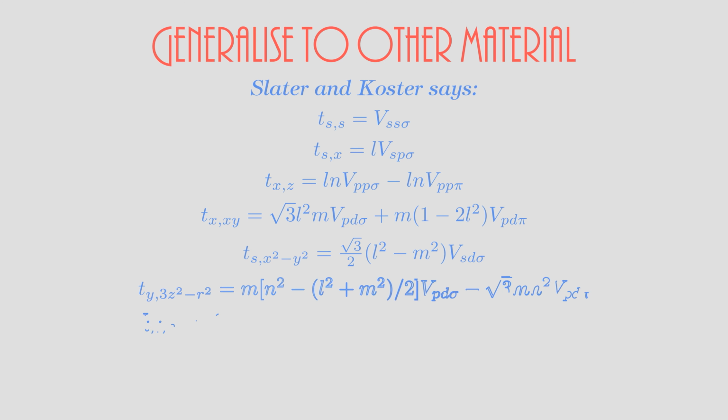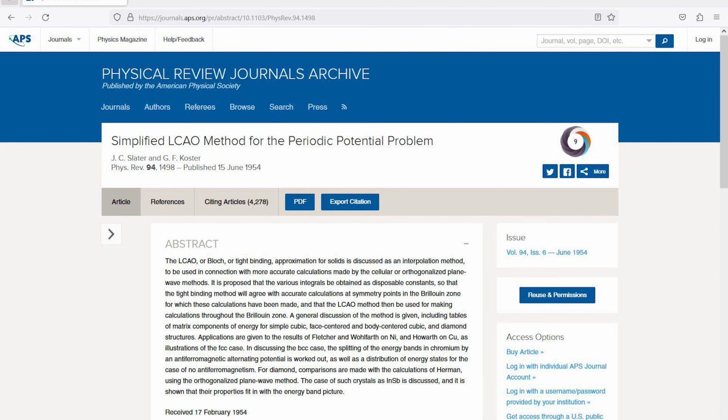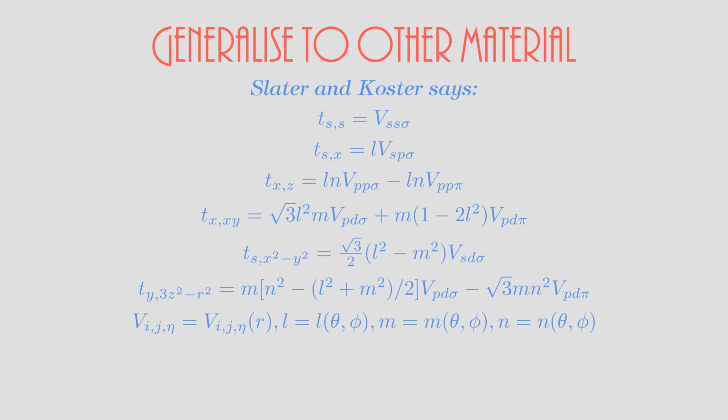How to generalize our theory to model other materials, such as 3D materials? In general, the hopping term depends on the distance between two atoms, and the direction cosine between two atoms. It is shown by John Slater and George Koster that the hopping has the following expression. I have written a few here. Please refer to their paper for the full list of expressions. Here, L, M, and N are the direction cosines to the x, y, and z axis, respectively.